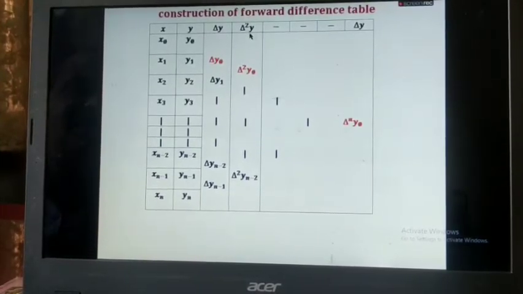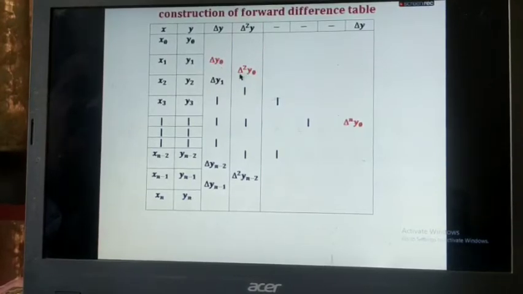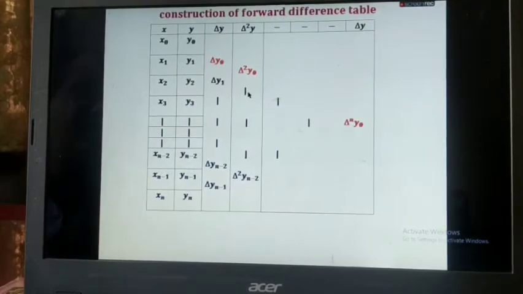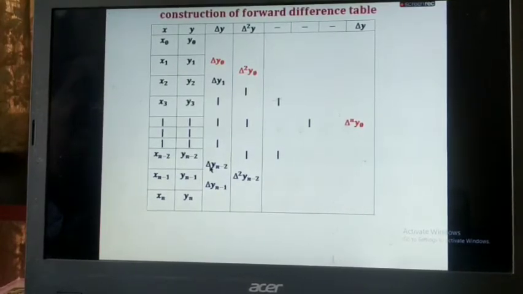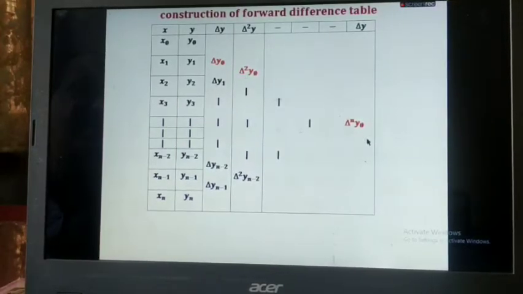Second difference, delta square y, containing delta square y0, delta square y1, delta square y2, and so on up to delta square yn minus 2. So delta square y0 means delta y1 minus delta y0. Next comes delta square y1, which is delta y2 minus delta y1, and so on and so forth. Delta square yn minus 2 is delta yn minus 1 minus delta yn minus 2. In this way it is triangular in shape.